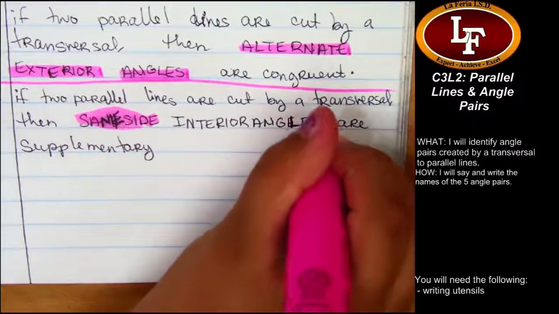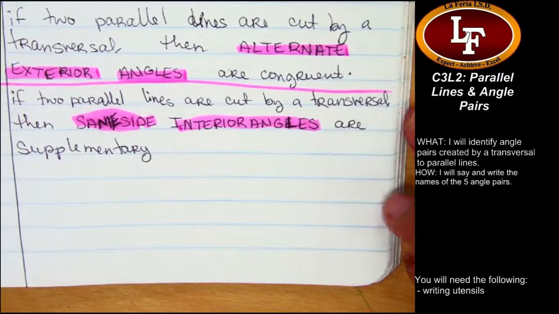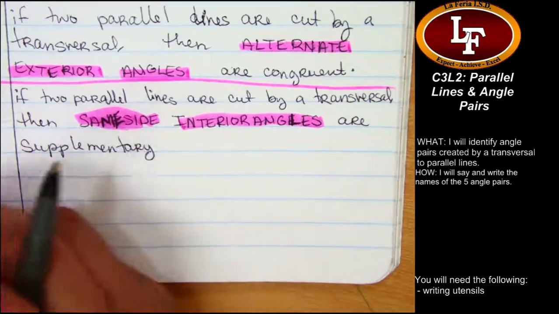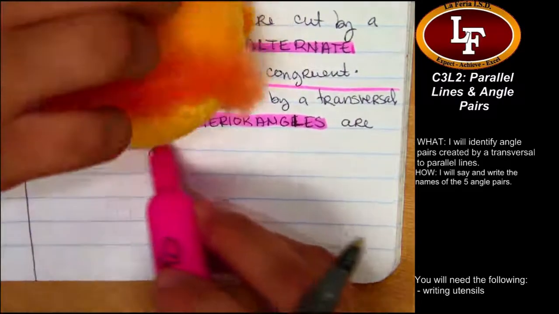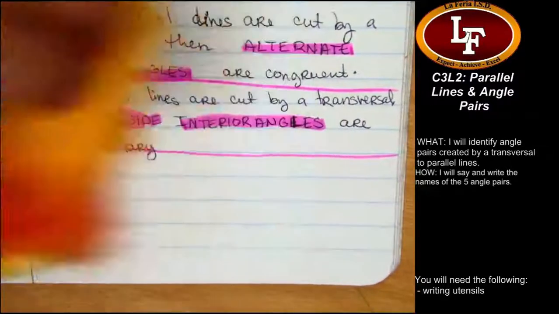Do you know what supplementary means? It means that when you add up their angle measures, you're going to get 180 degrees. So it's like the number 180.